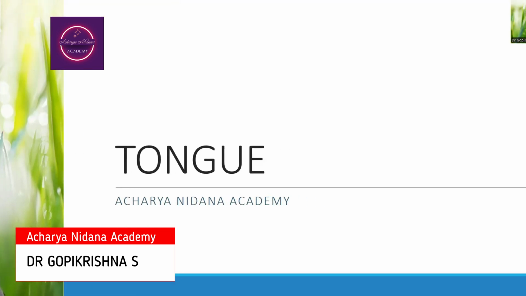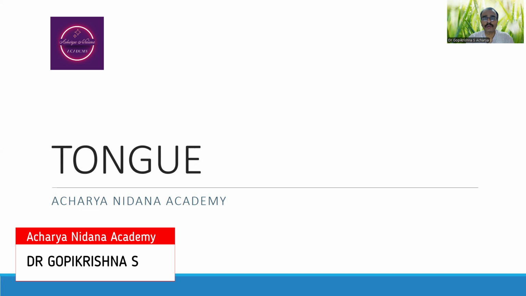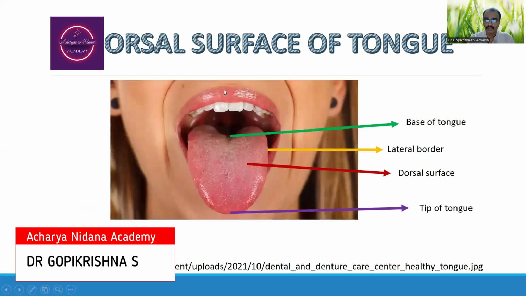The examination of tongue. First of all, we need to know about the brief structural anatomy of the tongue. It has two surfaces, that is a dorsal surface and ventral surface. Each of the parts has its own significance as far as general examination is concerned.